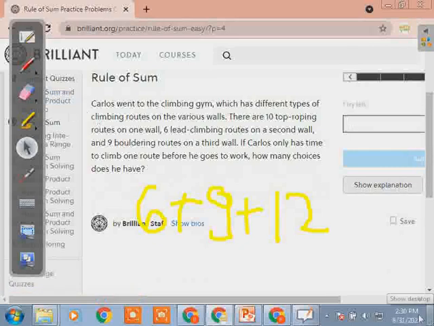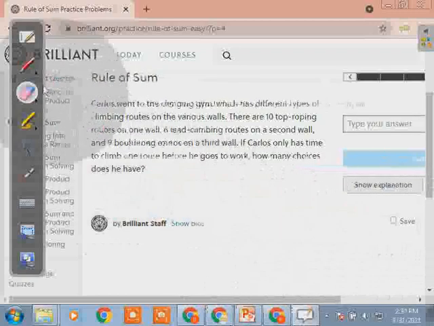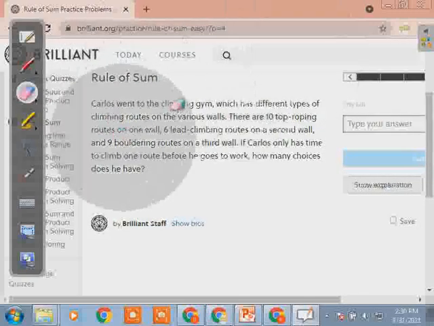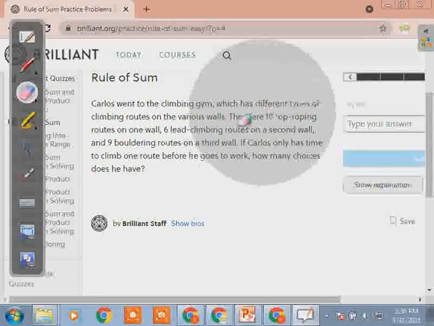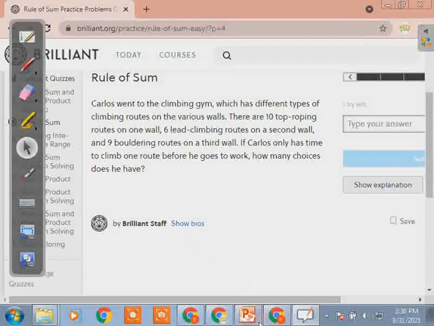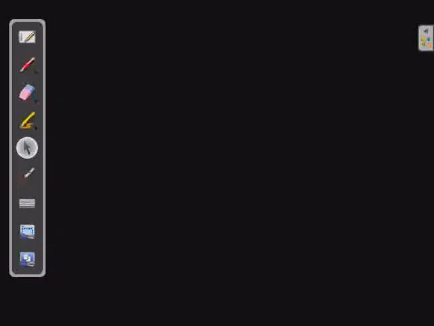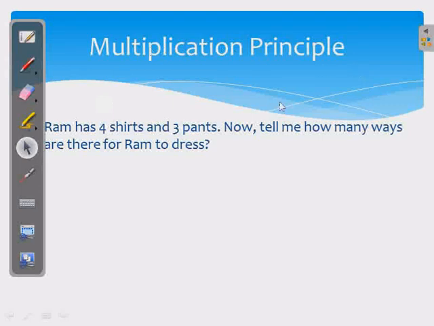Okay. So now there are some more problems, but we have had enough practice, and I want you to try these few more problems by yourself, and if there are any problems, you can share with us and we will help you. And now we go to the principle of multiplication. Okay, and the multiplication principle also we are going to learn by problems.